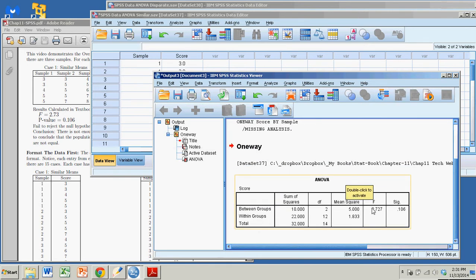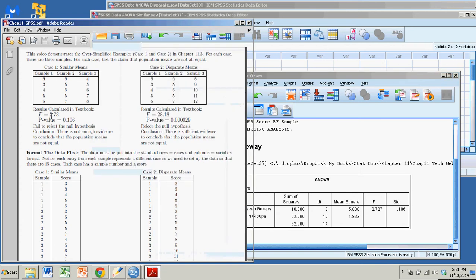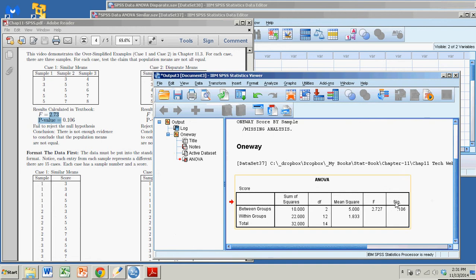That sig represents the significance of the test statistic, right? And so 0.106 is just the p-value. The significance of the test statistic is another name for the p-value. So you get a p-value of 0.106. That's what we got when we worked this out in the textbook by hand.